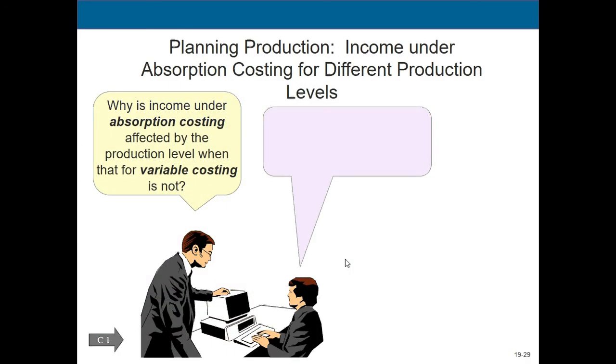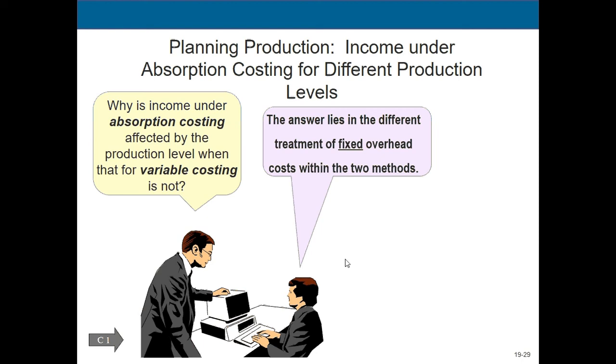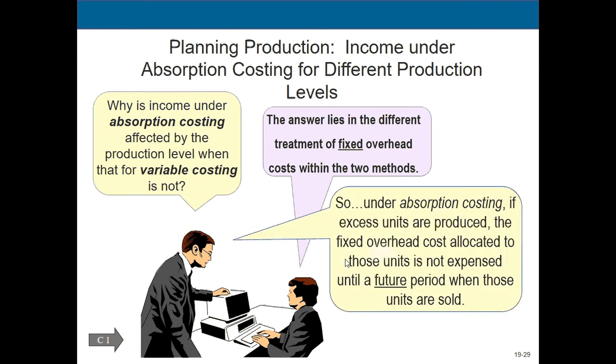So, income under absorption costing for different levels of production. This graph cracks me up. This is probably the funniest graphic I've ever seen in any of the McGraw-Hill slides. Okay, let's just go through this and I'll tell you why it's funny. This guy on the left says, why is income under absorption costing affected by a production level when that for variable costing is not? The guy sitting at the computer, which I'm going to assume is the accountant here, right, gives him this nice simple answer. The answer lies in the different treatment of fixed overhead costs within the two methods.